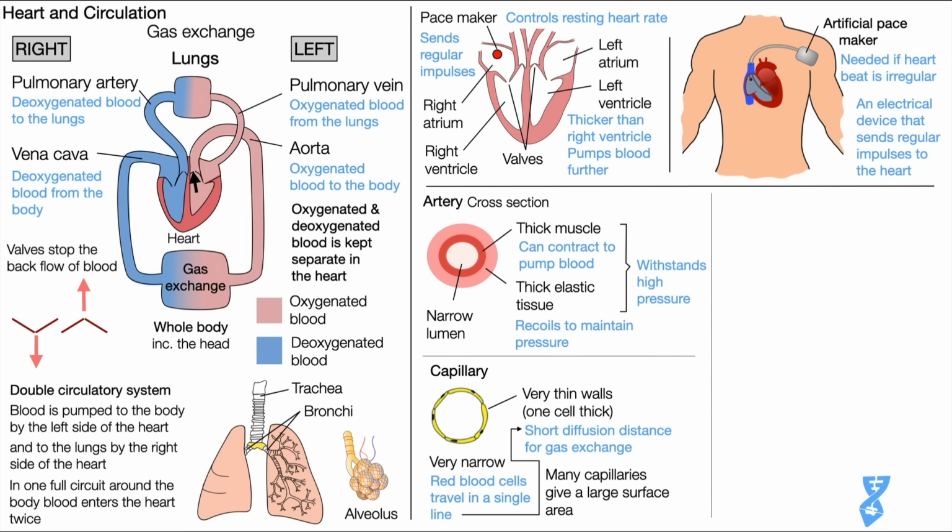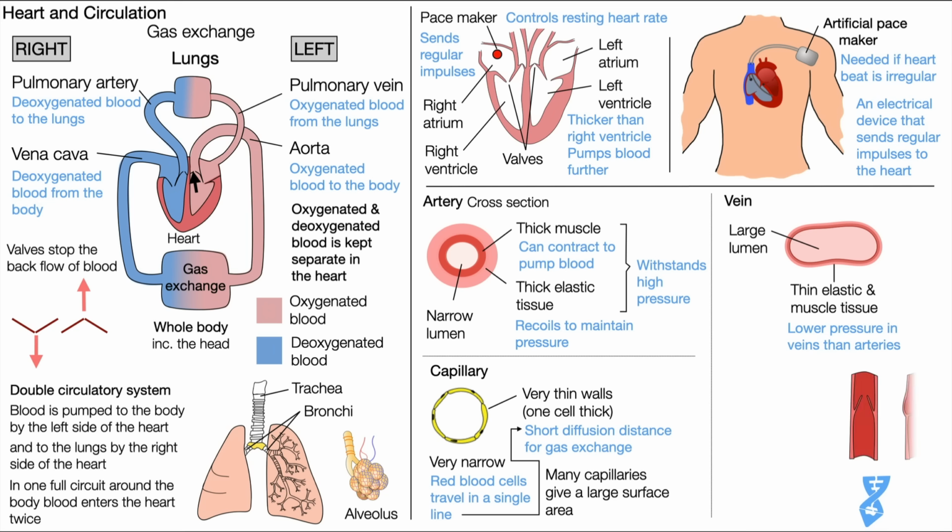Next, we're going to take a look at veins. So let's look at a diagram of a cross-section of a vein. It's a bit more like that, a bit flatter and less round. The lumen is much larger in veins compared to arteries. The walls are made of thin elastic and muscle tissue, and that's because veins have much lower pressure in them, so they don't need to have thick walls.